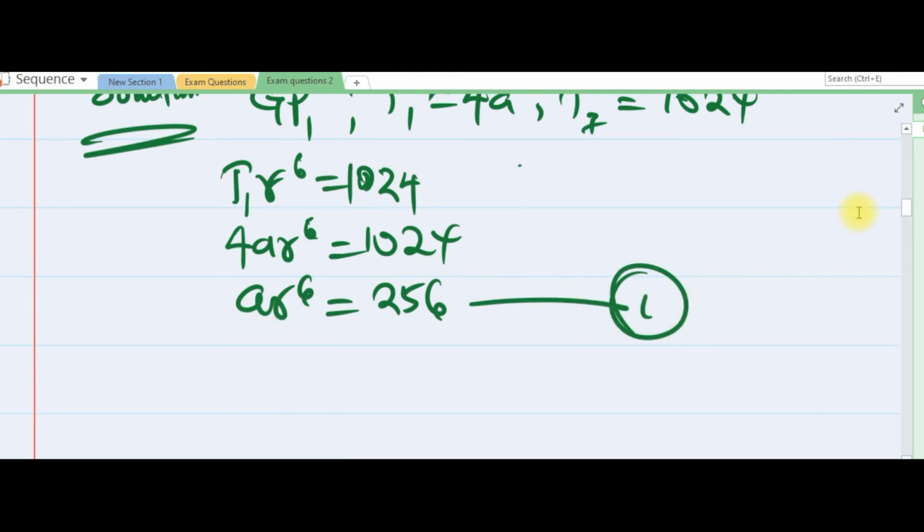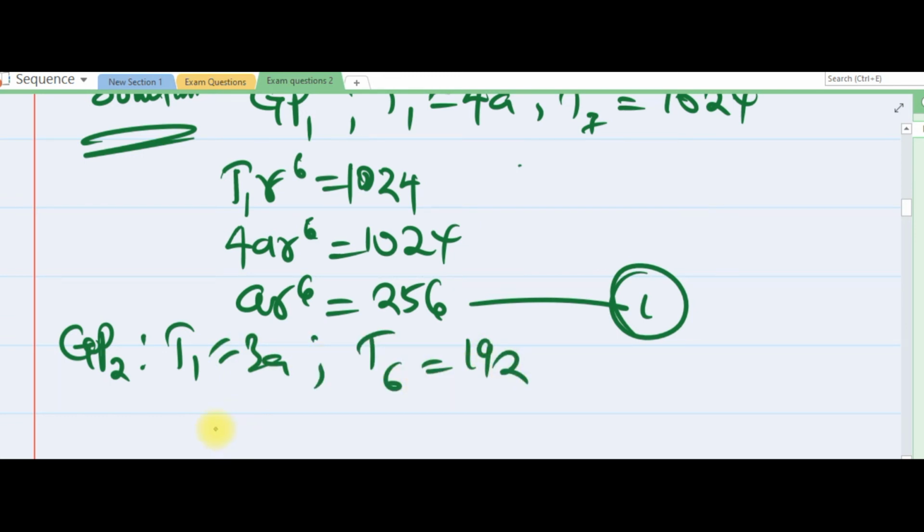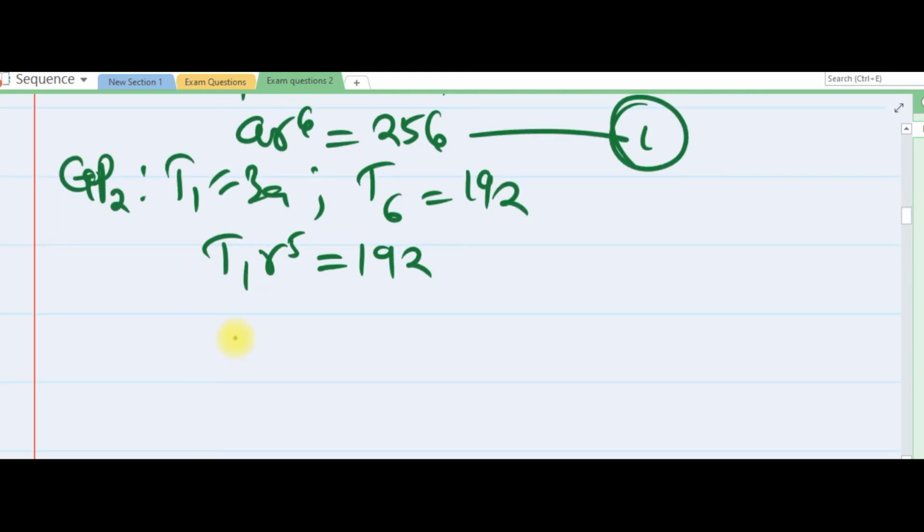So the next one, for GP2, they told us that the first term is 3a and the sixth term is 192. So we know that the sixth term is T1 r raised to power 5, from the formula for the nth term. And we know that this is 3a r raised to power 5 equals 192. So dividing both sides by 3, we have a r raised to power 5 equals 64. So this is equation 2.